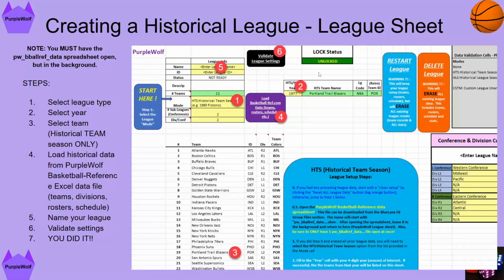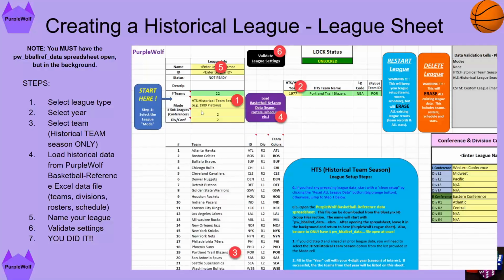This is an example of creating a historical league and how to do it using the league worksheet within the PurpleWolf spreadsheet. So you can see here in the upper left, it mentions this PW B-ball ref data. That's the helper spreadsheet. PW stands for PurpleWolf, B-ball, that's basketball reference, and the data. You have to have that open and just leave it in the background. You don't have to do anything with it, but it has to be open so that your PurpleWolf spreadsheet can access the data in it.